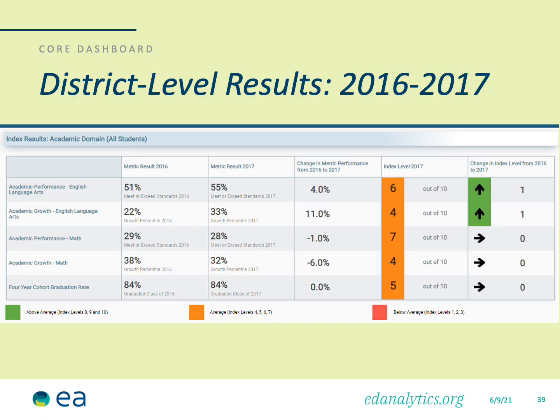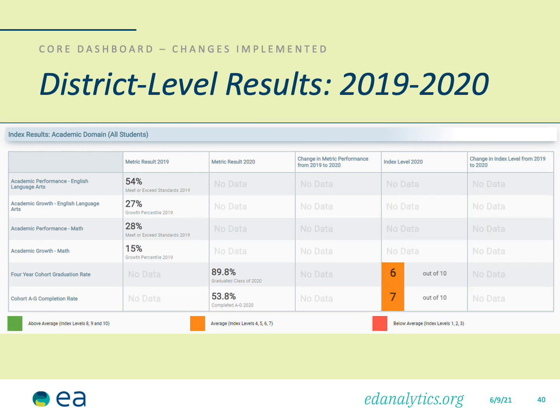For example, in the case of our academic metrics, in a typical year, like 2016-2017, we would report results over 2 years and also report the change in index level between those years. For the 2019-2020 school year, however, due to the lack of standardized assessment data, we did not report 2019-20 results and thus could not report change in metric performance or index level across those years.